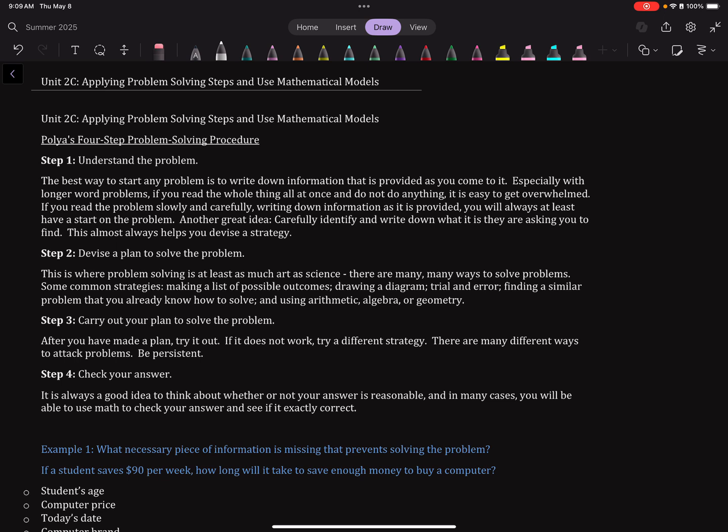Another great idea, carefully identify and write down what it is they are asking you to find. This almost always helps you devise a strategy. So it's always good to write down as you go along the information you think is important. And then you always want to write down what are they asking you to do? What are they asking you to find?